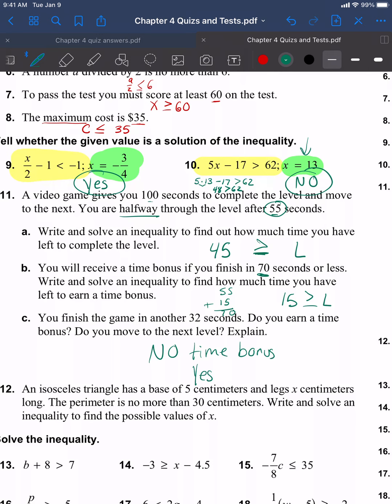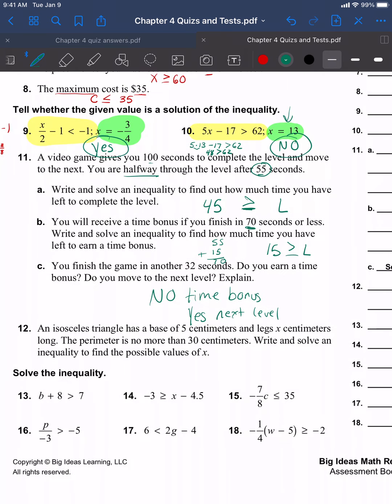But yes, next level. They were so close. I said 15 the first time. I think what we did is we subtracted it wrong, right? 45, instead of adding it to 55. Yeah. Number 12. An isosceles triangle.